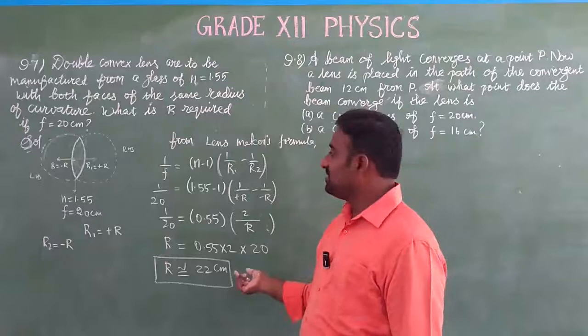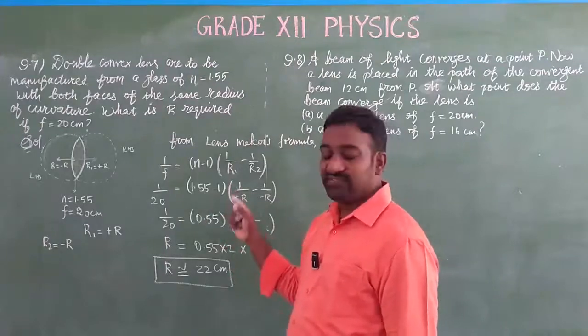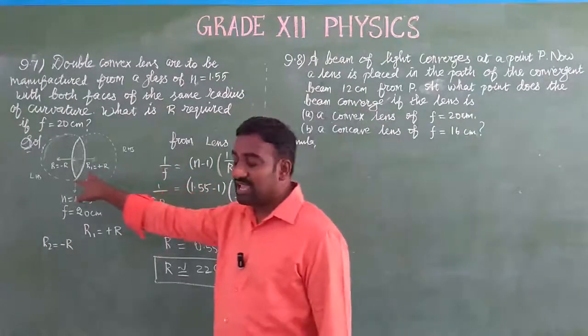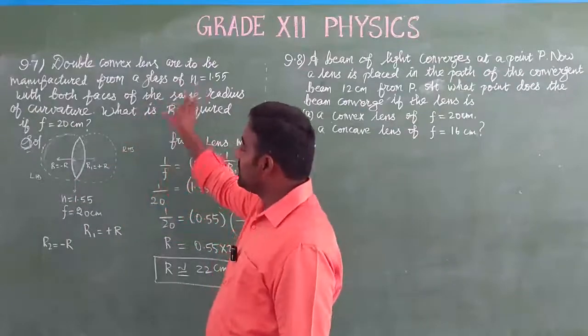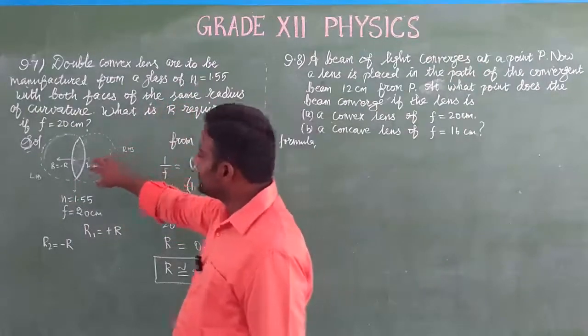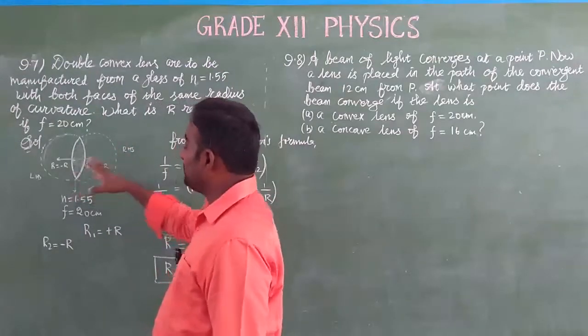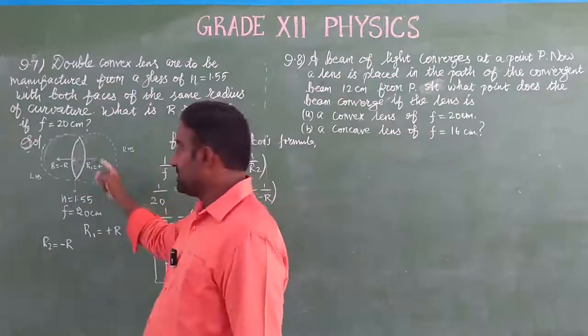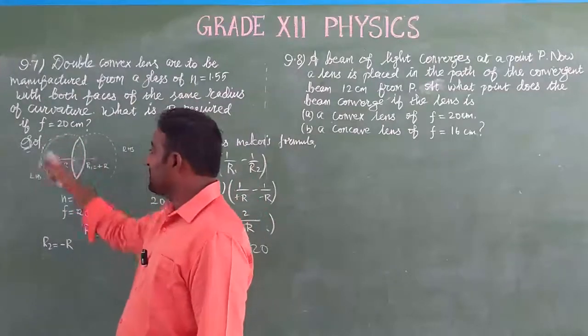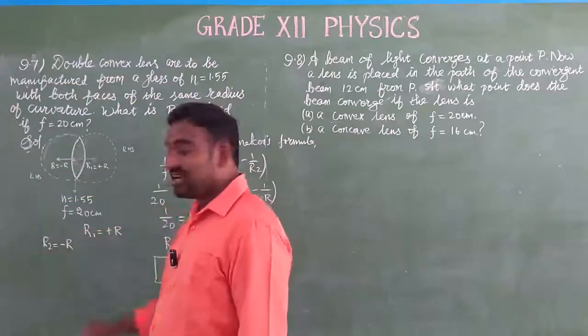In some other situations, they may give two different radii of curvature. But in this case, they have given equal radii of curvature. According to sign convention, the first spherical surface has its radius of curvature to the right-hand side, so it is taken as plus. And the second spherical surface has its radius of curvature to the left-hand side, so it is taken as minus.